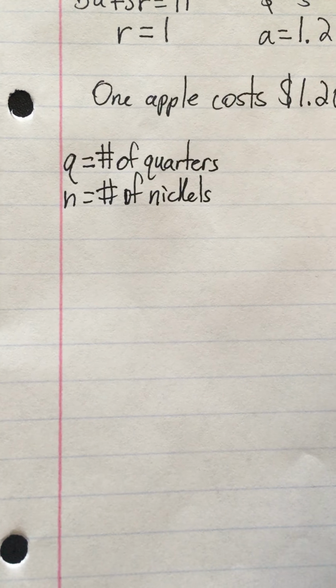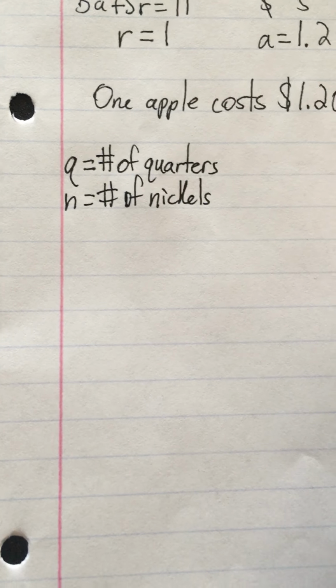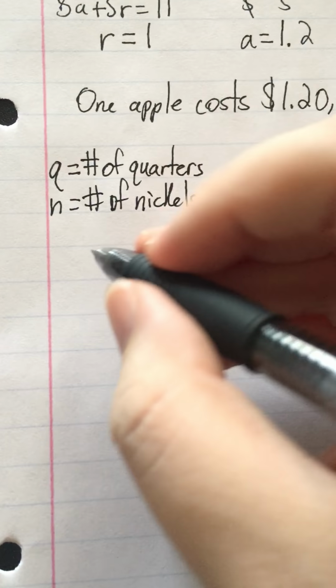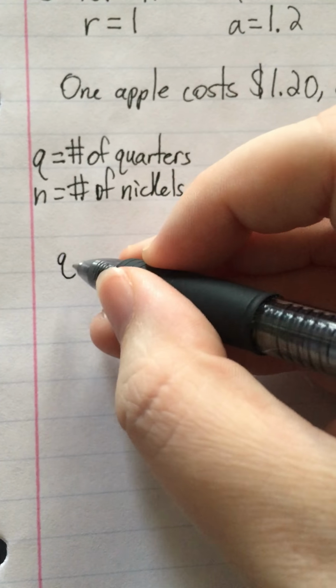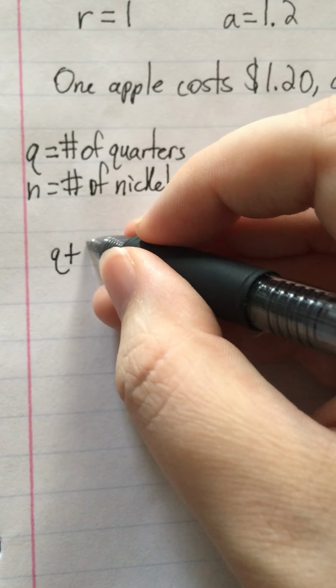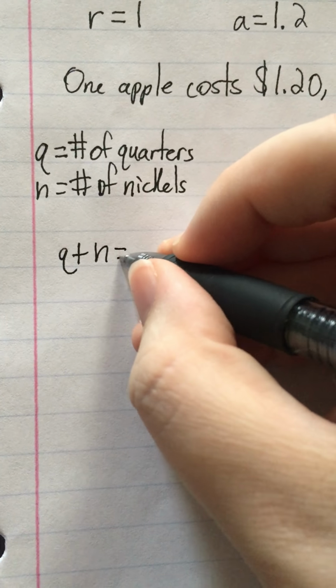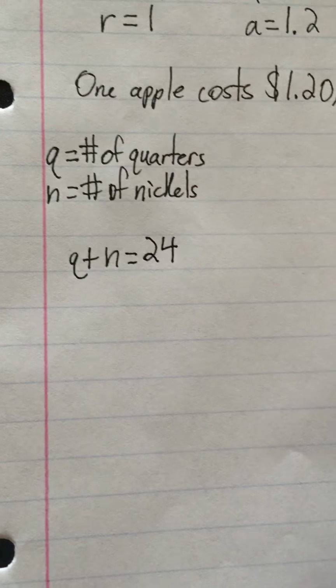So she has a total of 24 coins. So that means however many quarters she has, plus however many nickels she has, is going to equal 24.